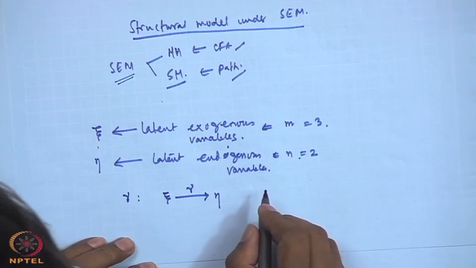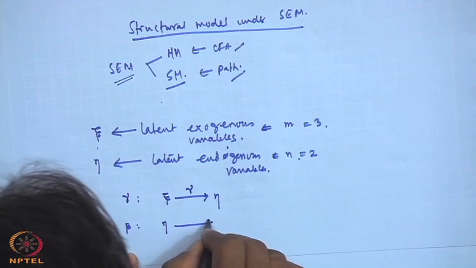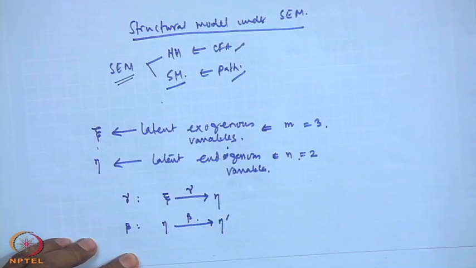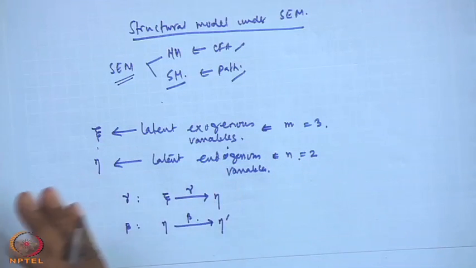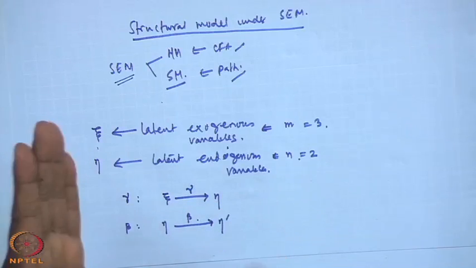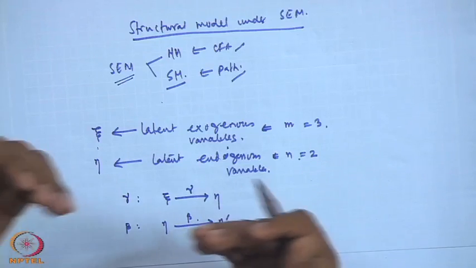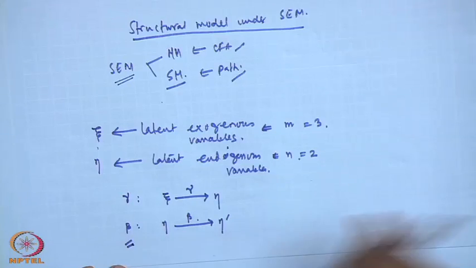Okay. Now, beta is something where some eta is affecting another eta, that is beta. Okay. So, two sets of linear relationships here: gamma, which is basically exogenous latent variables affecting endogenous latent variables, and beta, where some endogenous latent variables are also affecting endogenous latent variables, that is your beta. Okay.